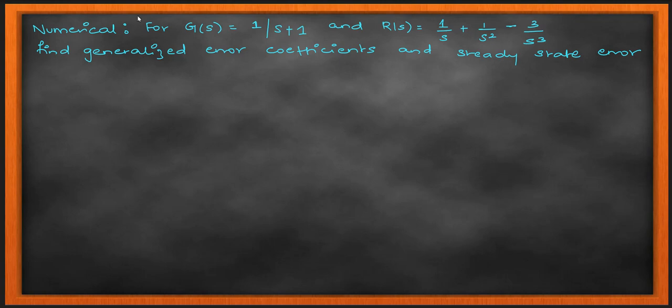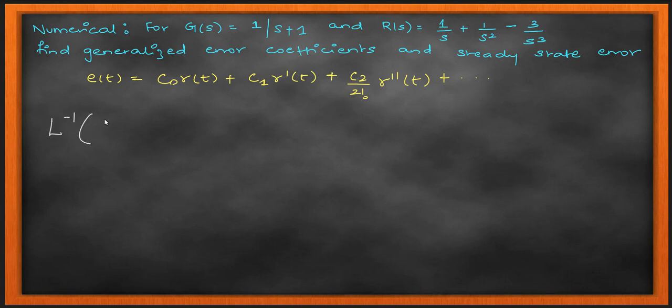Alright, so this is the formula that we are going to use, the series expansion for the generalized error coefficients. Now what are the Laplace formulas? Let me write those for you. L inverse of 1 by s is equal to 1, L inverse of 1 by s square is t, and L inverse of 1 by s cube is t square upon 2 factorial.